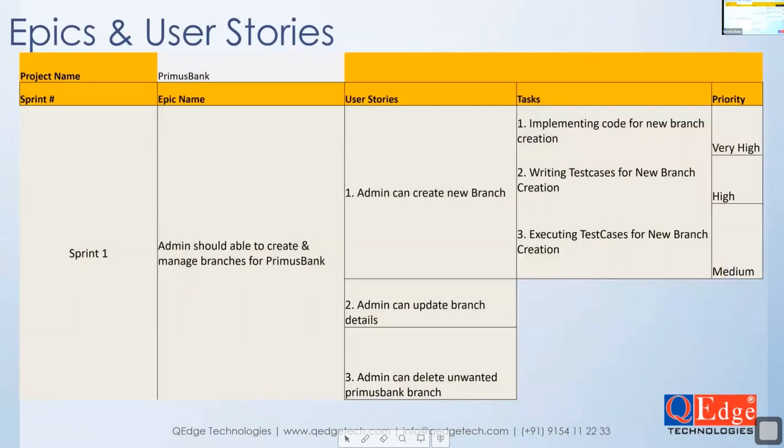All this I explained in one sheet, but related to the Primus Bank application, not food delivery. Sprint 1, name of the project, Primus Bank. First sprint, let's say the next 1 week of schedule.